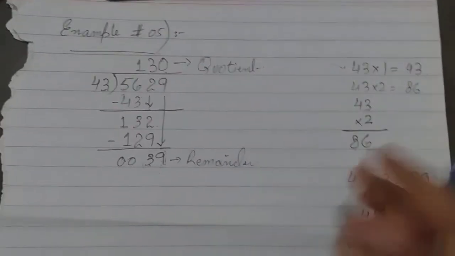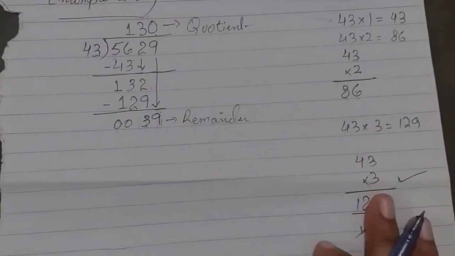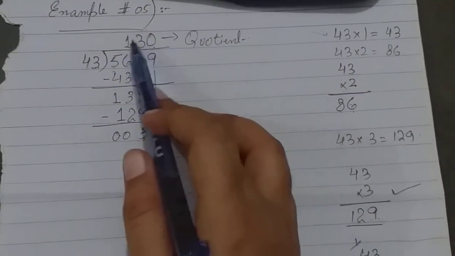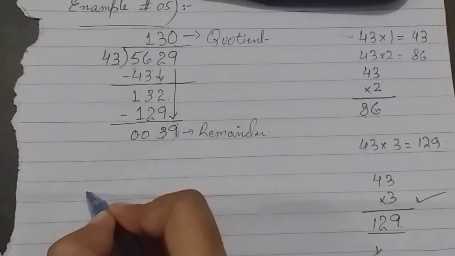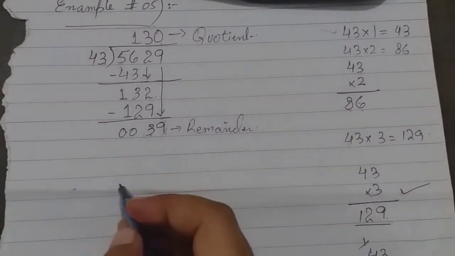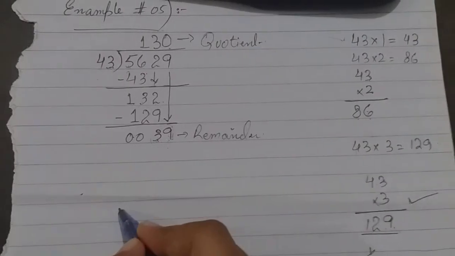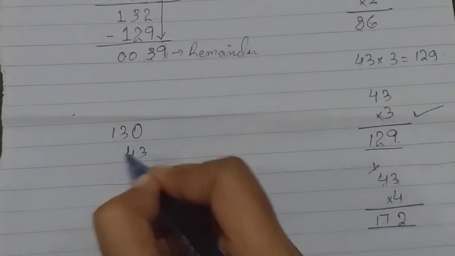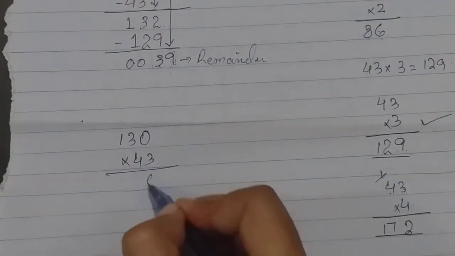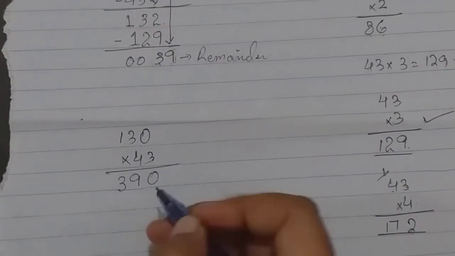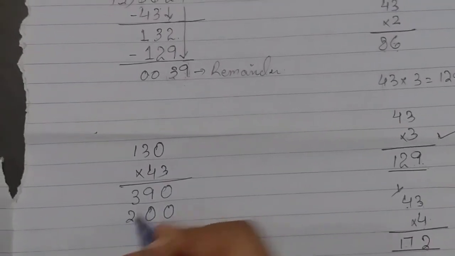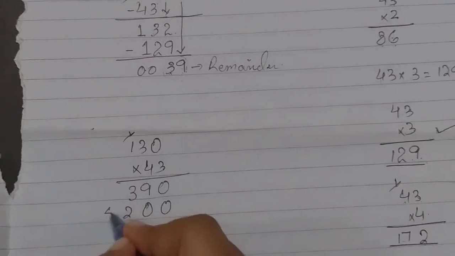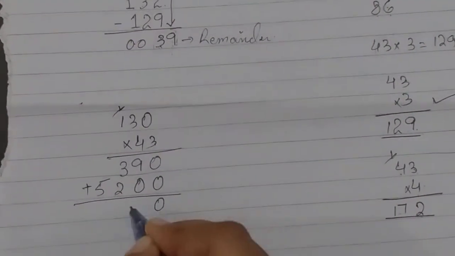Now lastly, after solving this one, we will check whether this answer 130 is correct or not. For checking this, we will multiply the divisor with the quotient. Quotient is 130 and divisor is 43. Multiply. 3 zeros are 0, 3 threes are 9, 3 ones are 3, 4 zeros are 0, 4 threes are 12, and 4 ones are 4, plus 1, 5.